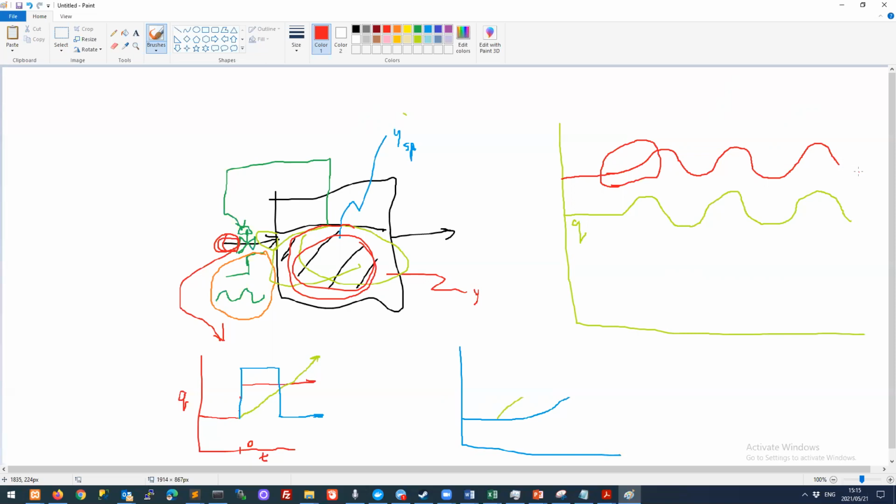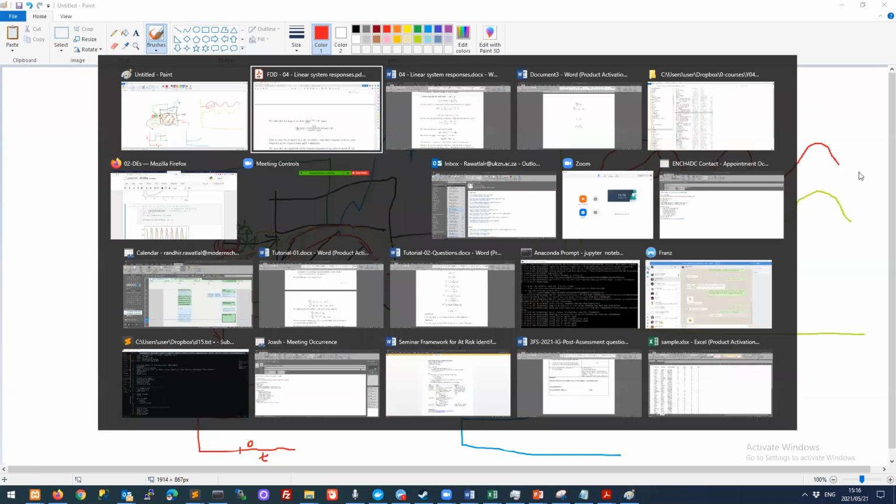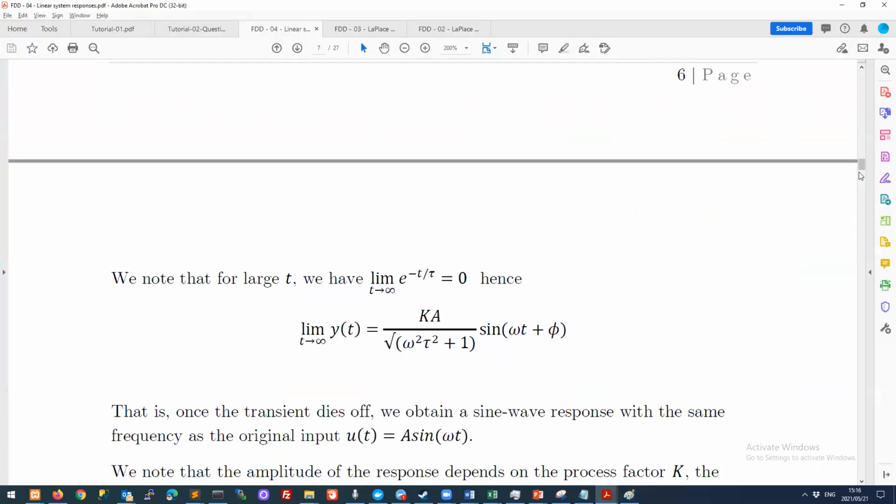But there was some intuition there. It wasn't really rigorous, whereas now we've actually proven it. I've done the math, and I can show you that when enough time has passed and the transients have died out, the system is going to respond the way the input has. So we've rigorously proven that now.